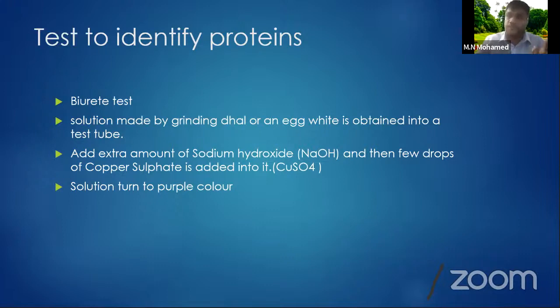So what is the test for protein? That is very simple, unlike carbohydrate. Add sodium hydroxide and copper sulfate, and the blue color solution becomes a purplish color.